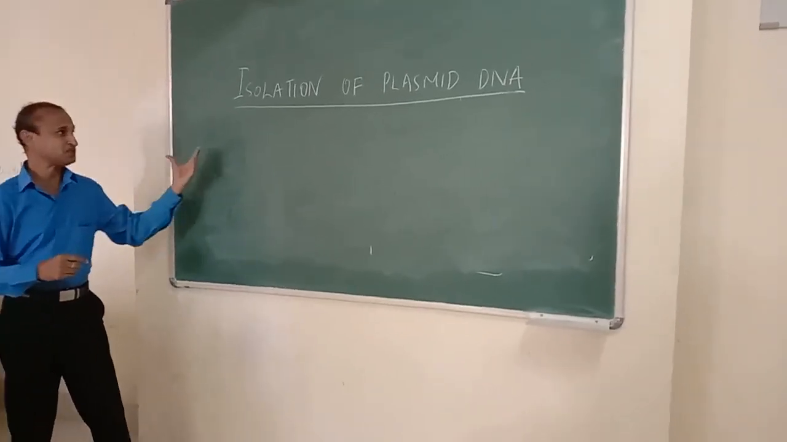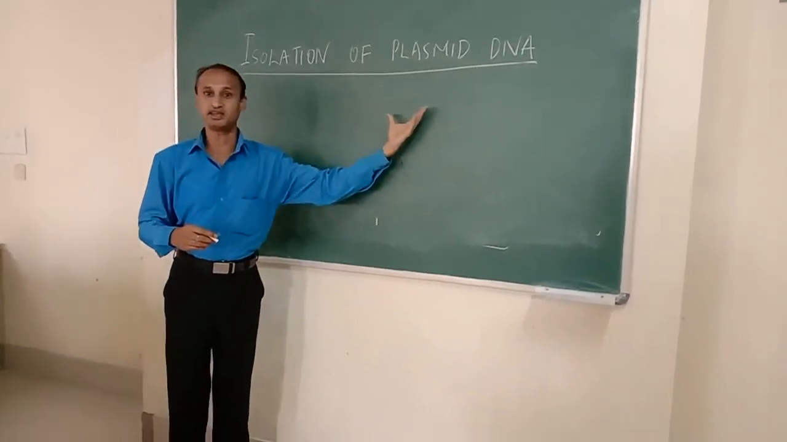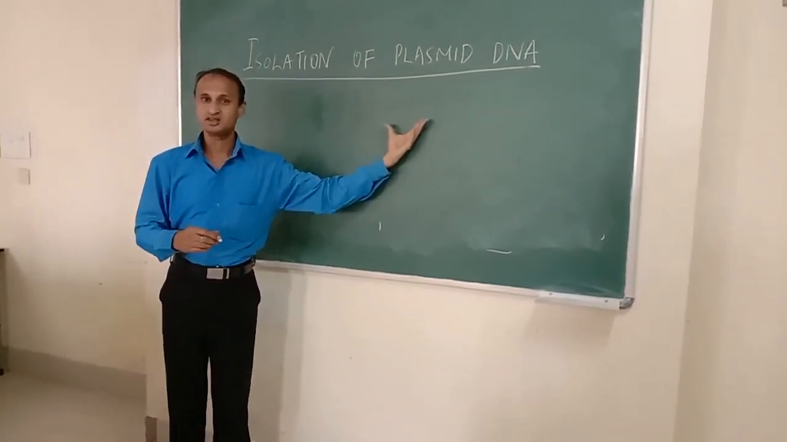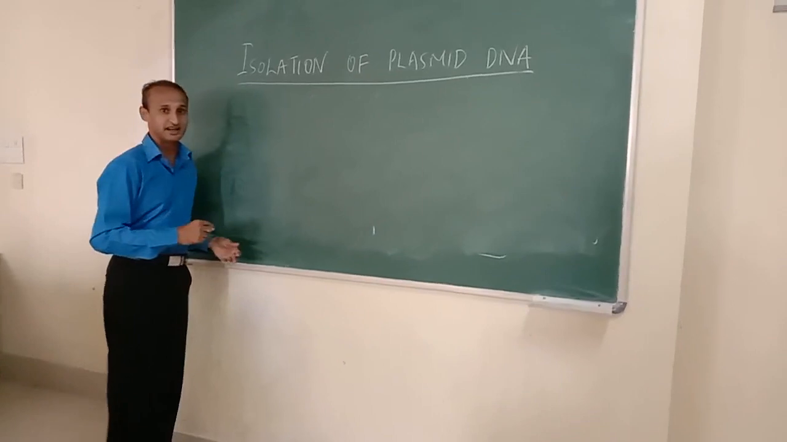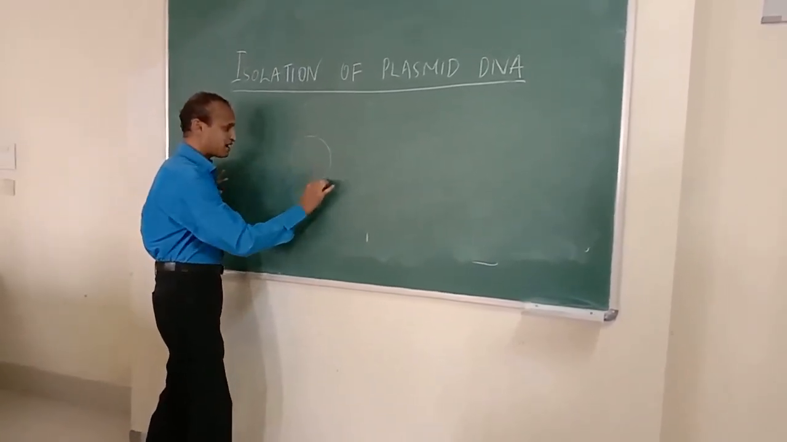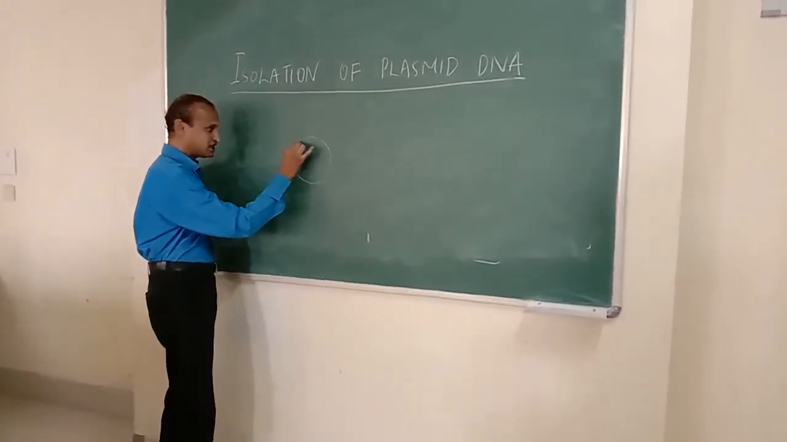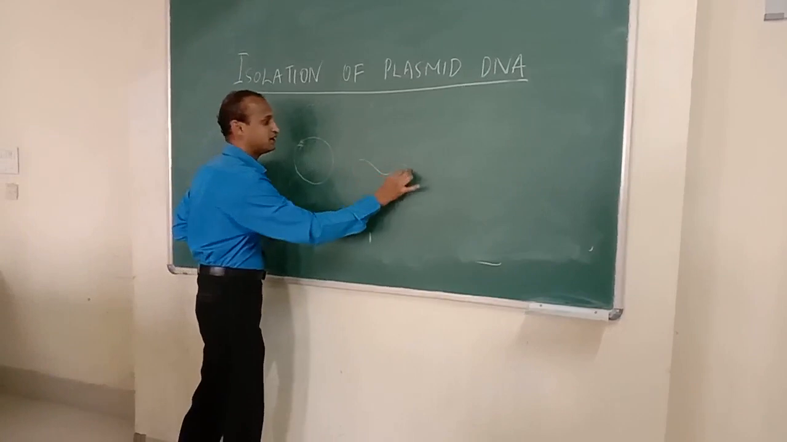In this practical class, we are going to isolate plasmid DNA from a given bacterial culture. So all of you know what a plasmid DNA is, right? What is a plasmid DNA? It is a covalently closed small circular DNA, which contains specific genes which may not be present in the chromosomal DNA.